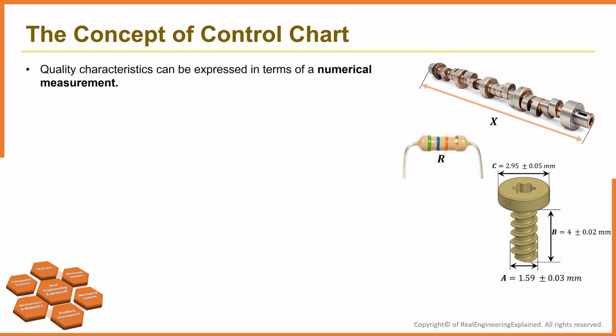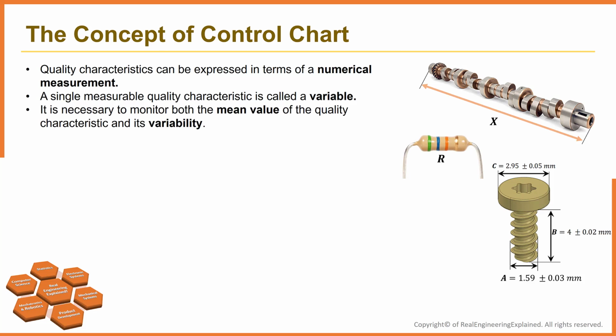As we know, many quality characteristics, like a specific dimension on the part, like the length of these camshafts, or the length and diameter of these screws, or the amount of resistance in the resistor, can be expressed in terms of numerical measurement. These are quality characteristics which need to be checked. So, a single measurable quality characteristic such as dimension, weight, or volume is called a variable.